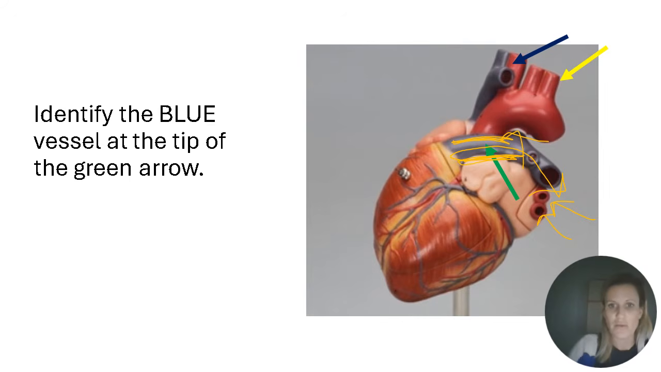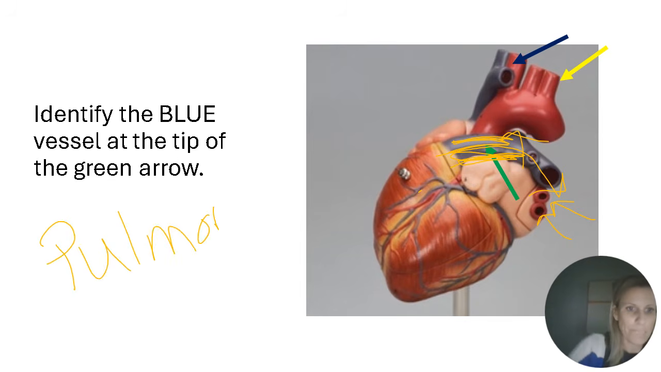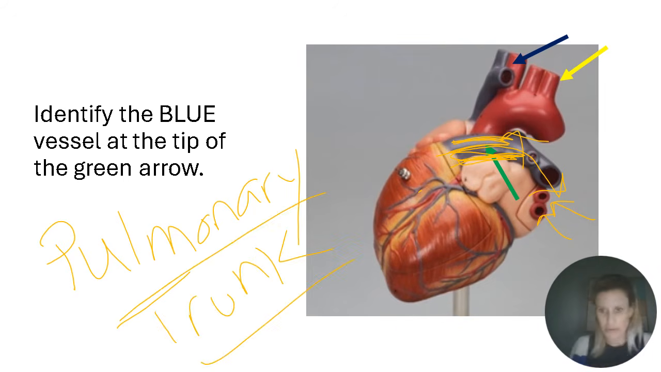This blue vessel that leads out of the right ventricle is the pulmonary trunk. The pulmonary trunk is an artery, but pulmonary trunk suffices. If I had pointed out here, then you would tell me left pulmonary artery.